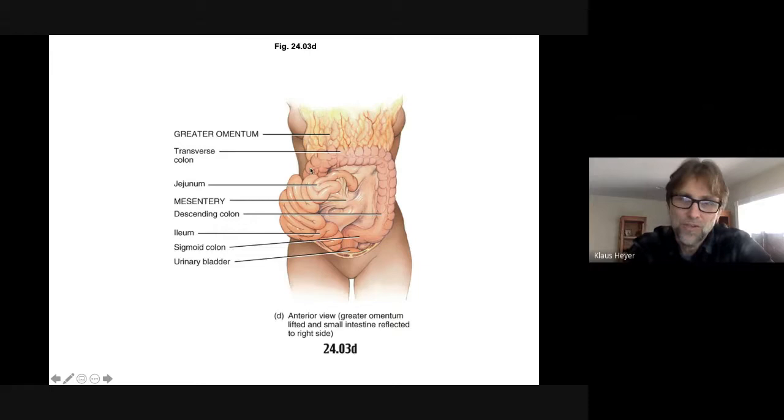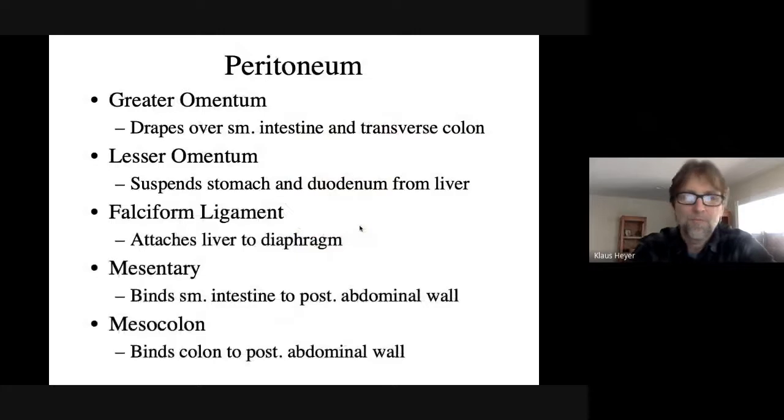And then you've got one here too. Behind this colon, this large intestine, there's a membrane behind it and it's holding it. It's attaching it to the posterior wall. So this is called mesocolon. Oh, I don't have a picture of it. But right here, I've kind of told you what each one of these things do.